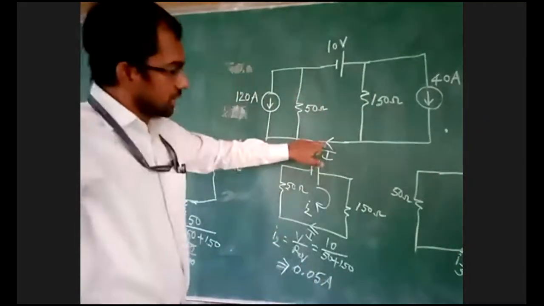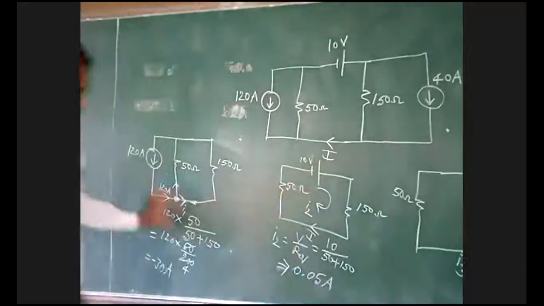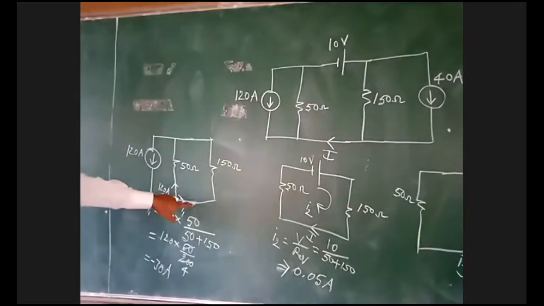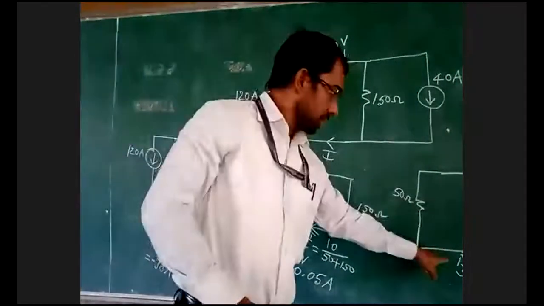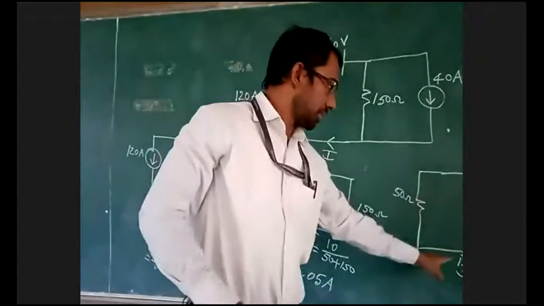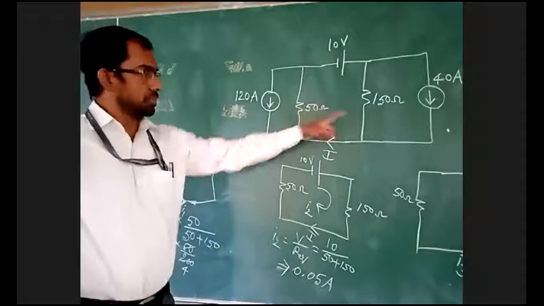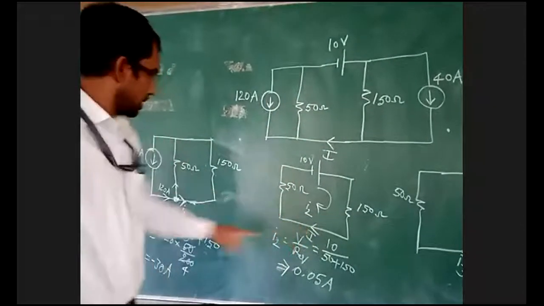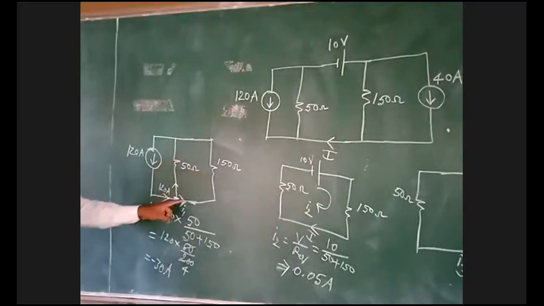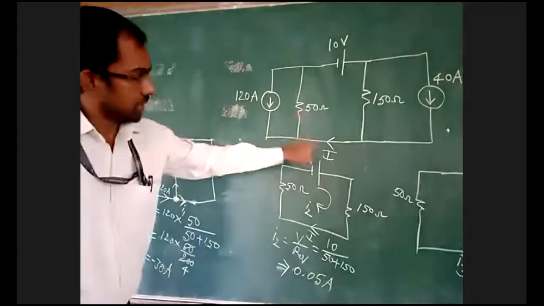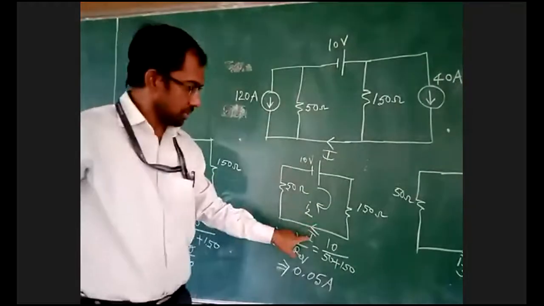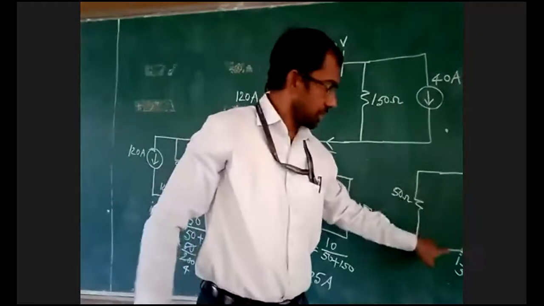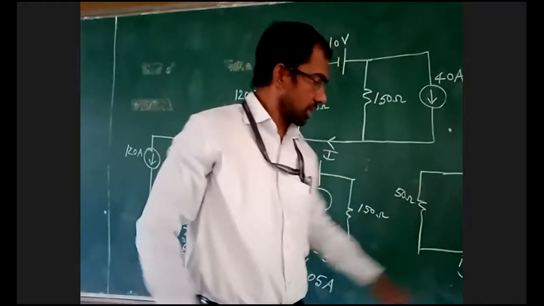Always determine the current here only. See here only, I is here. Similarly, I is in between 150 and 150. Here also, in between 50 and 150, your I is there. I am assuming the current here.